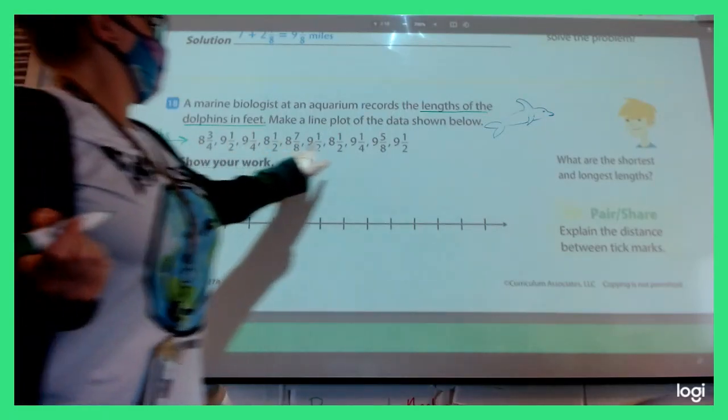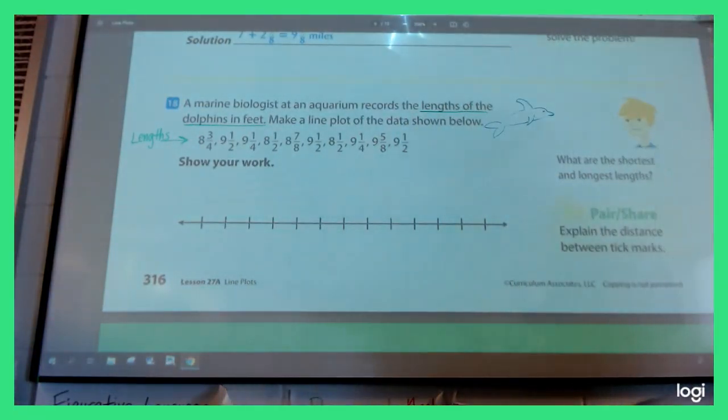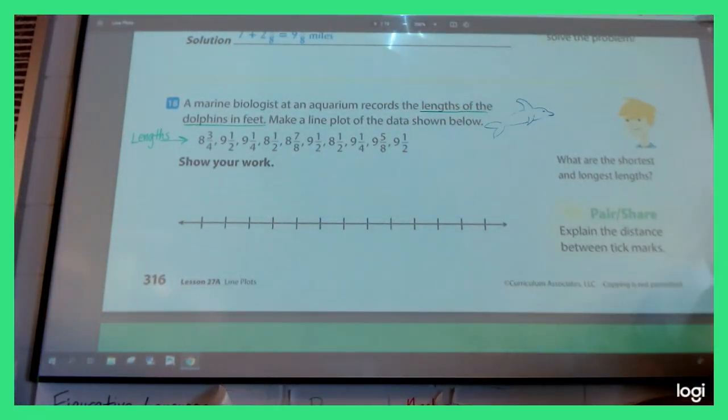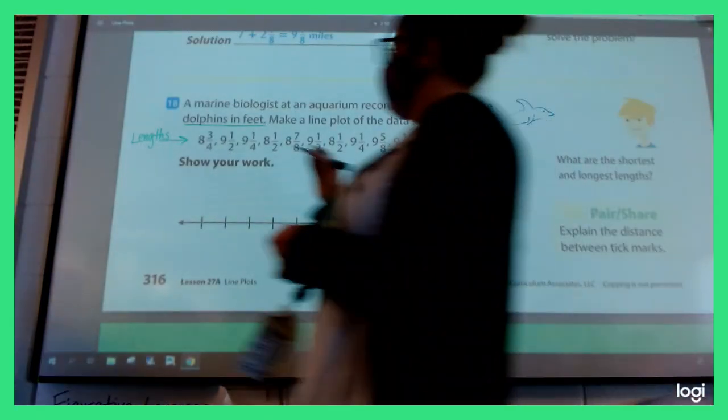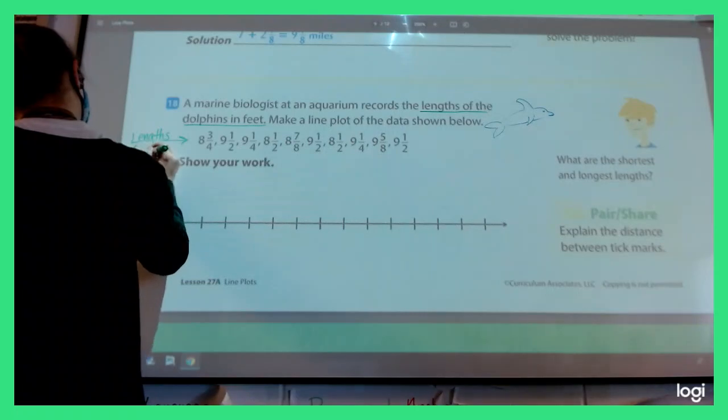So we've got several different dolphins. Can someone count for me? How many dolphins did they measure? Just got to count. How many different measurements are there? I've not counted yet, so I'll trust you. Angie? 10. 10? Noah, did you get the same number? All right, so we have the lengths of 10 dolphins.